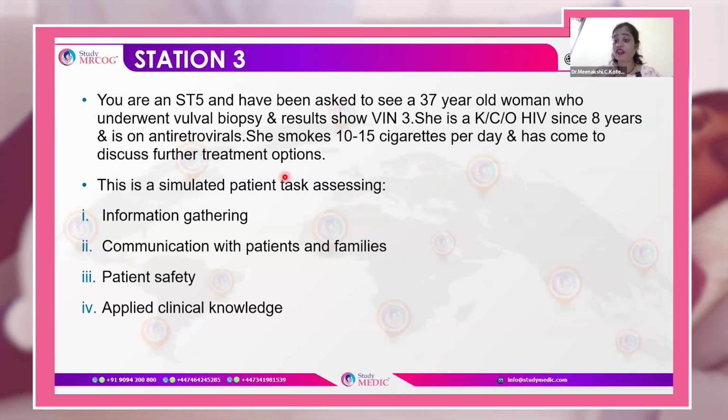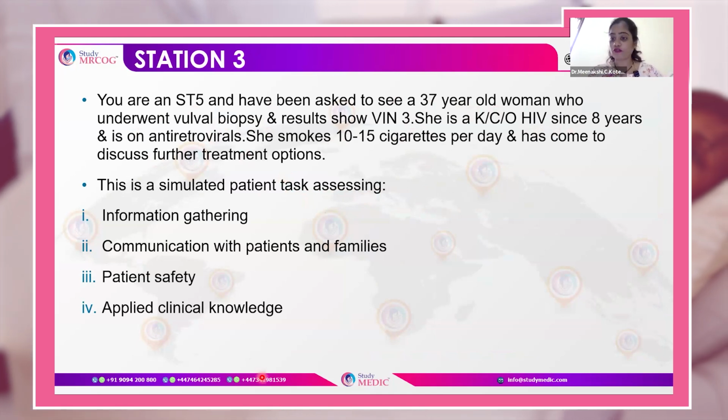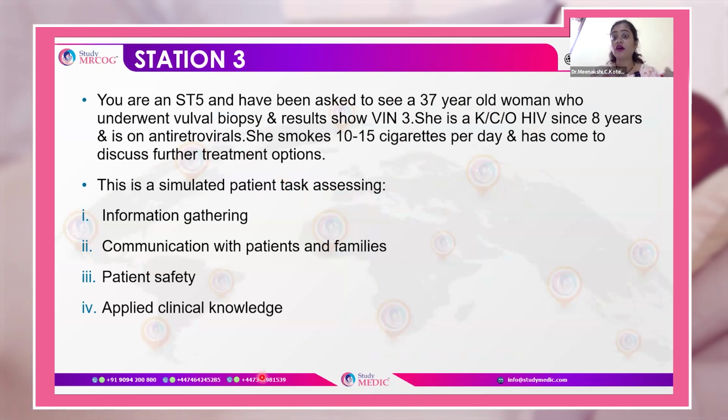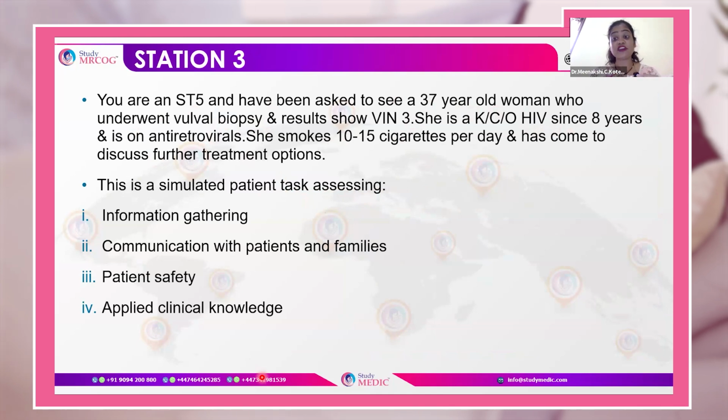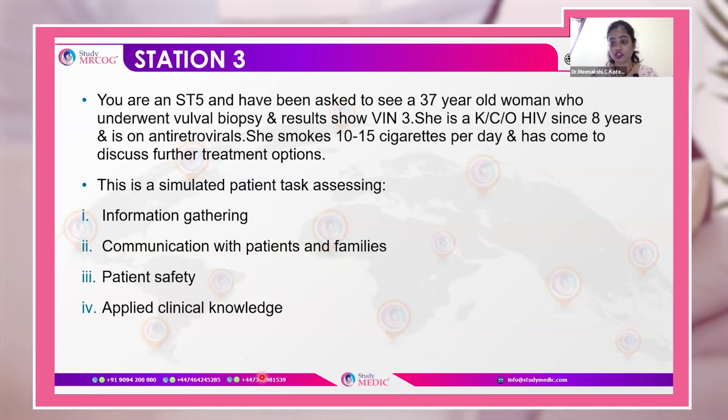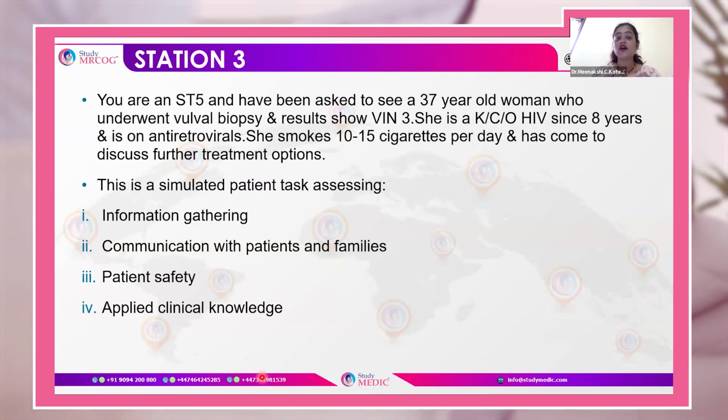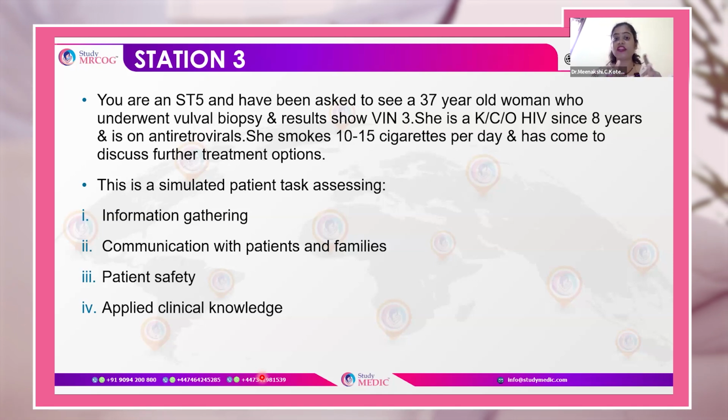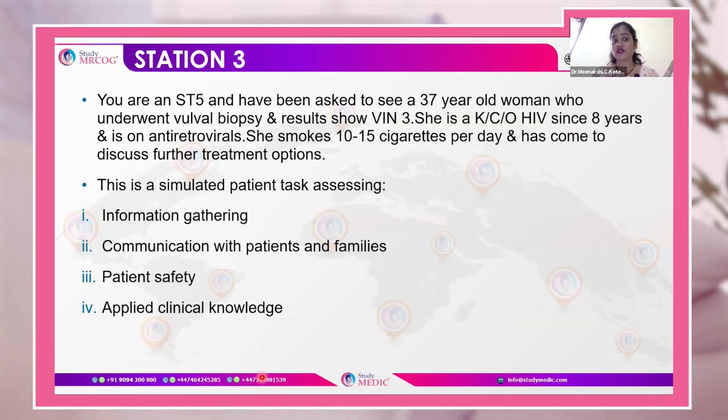Okay. And when you read the domains, you know that you're being tested on 4 domains, right? So here there are high risk factors, that she is a case of HIV. How did she acquire that? We are not sure. Then she smokes about 10 to 15 cigarettes a day. And then you need to check for the compliance of HIV as well.